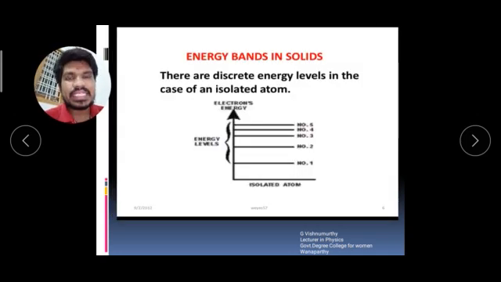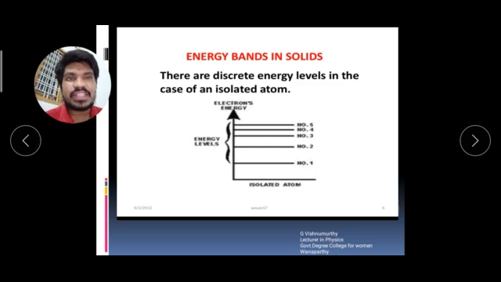And you know about the energy bands in solids. The materials in the universe are generally divided into 3 types: one is solids, second is liquids, and third is gases, depending upon the distance between the 2 nearest atoms present in the material. When the atoms are close to each other, with no gap from atom to atom, then the material is said to be a solid.